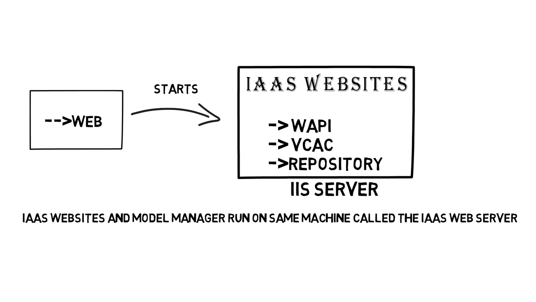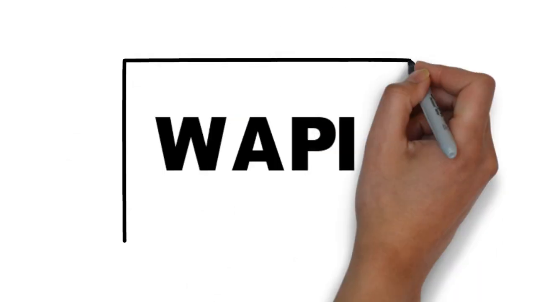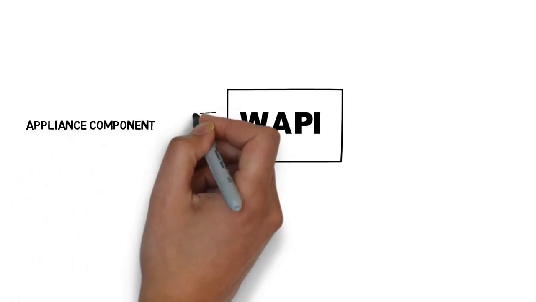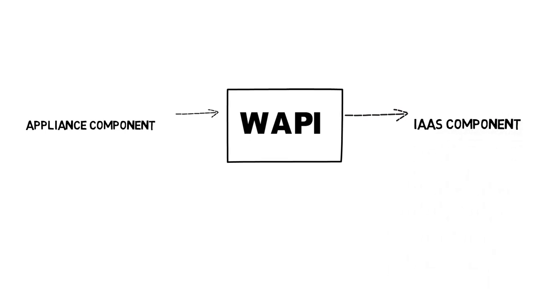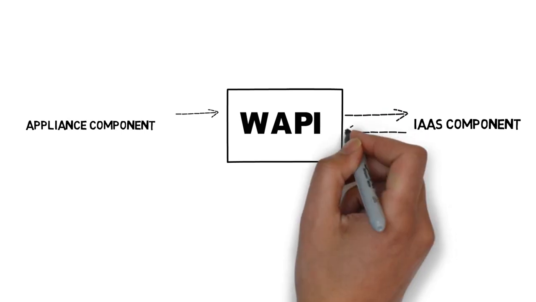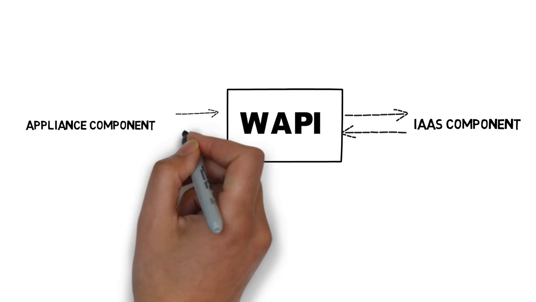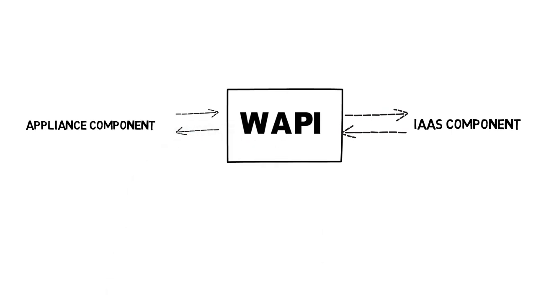Okay, since we are on this topic, let us also discuss the purpose of the VAPI, the VCAC, and the repository website. First up, we have the VAPI. The VAPI website acts as the point of contact for all communication between the appliance and the IIS components. That is, if the appliance has to contact IIS components, VAPI is the one that it will contact. Similarly, all information from IIS to the appliance goes through VAPI.